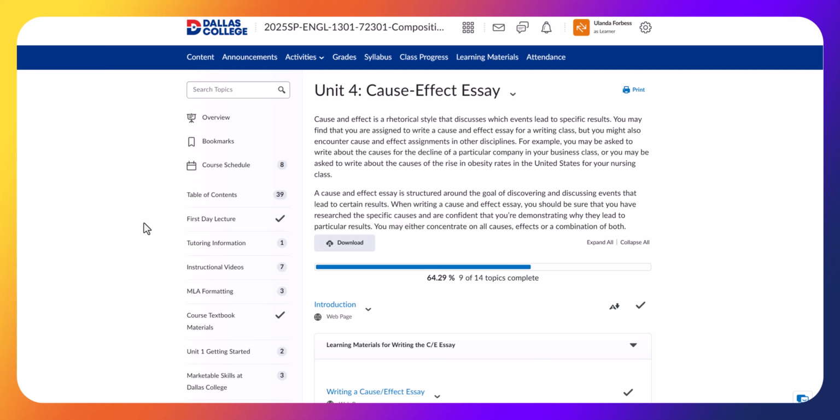Cause-effect essay is structured around the goal of discovering and discussing events that lead to certain results. When writing a cause-effect essay, you should be sure that you have researched the specific causes and are confident that you're demonstrating why they lead to these particular results. You may either concentrate on all causes, or all effects, or perhaps a combination of both.